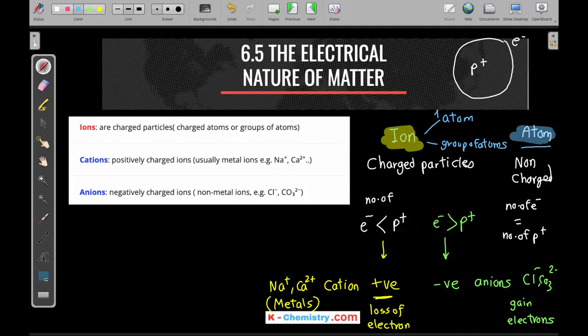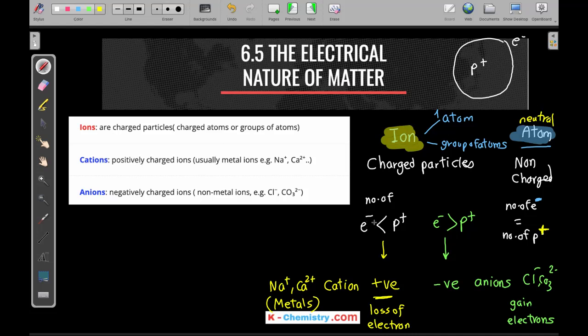In the atom, which is non-charged, the number of electrons, which is negative, is equal to the number of protons, which is positive. So it's neither negative nor positive, it's neutral. It's a neutral atom which has no charge. While the ion has more electrons or more protons.